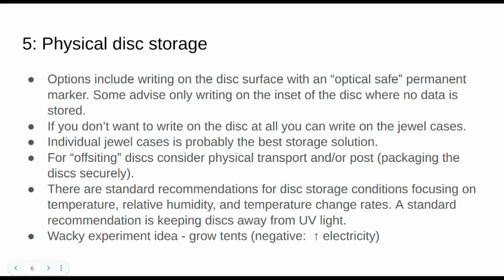And then for how to store the discs, this is one thing that I haven't really thought about. Do you want to keep them vertical? Do you want to keep them horizontal? I would not be surprised if people had opinions on that. One thing you will find data about is the temperature and relative humidity and the temperature change rates, and you also want to keep them out of UV light. So put them in boxes of some sort.